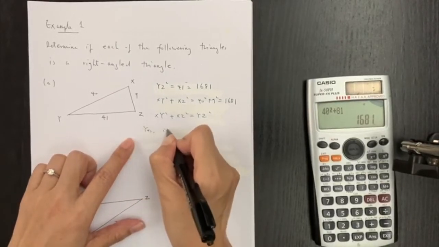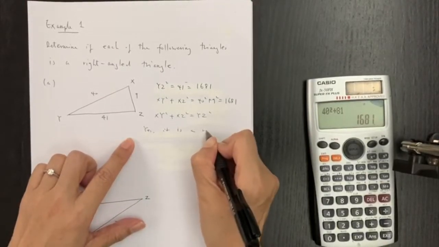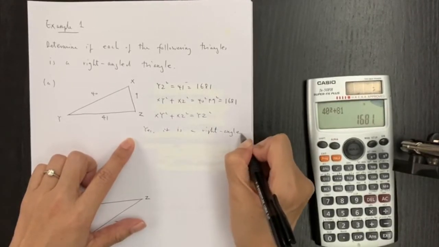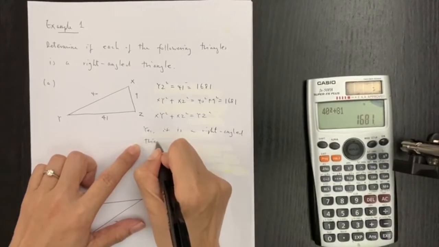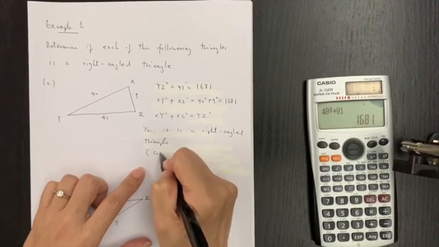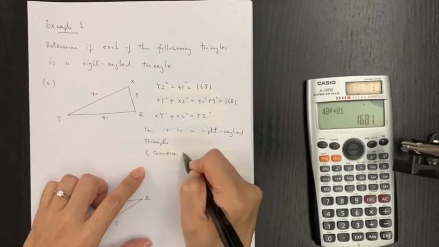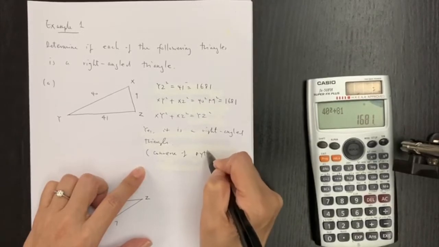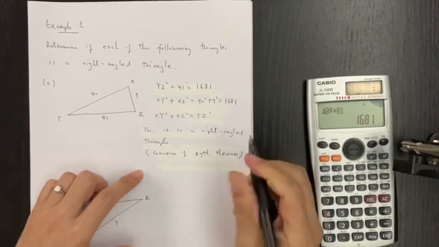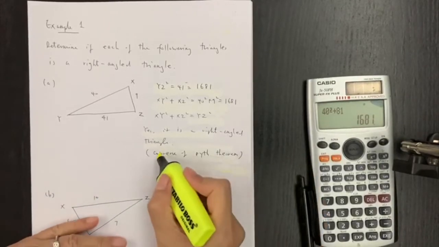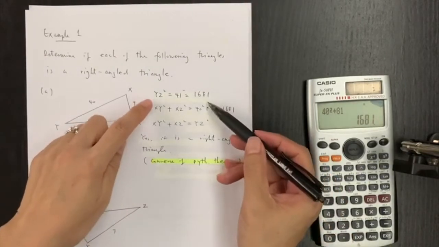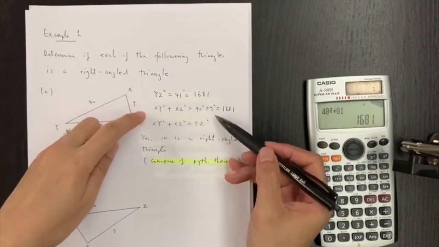So what is the answer? Yes, it is a right-angled triangle. Okay, and what reference do we use here? Which is converse of Pythagoras. Okay, so this is how we prove whether it is a right-angled triangle. So to prove, we must separate the sides at the beginning like that.